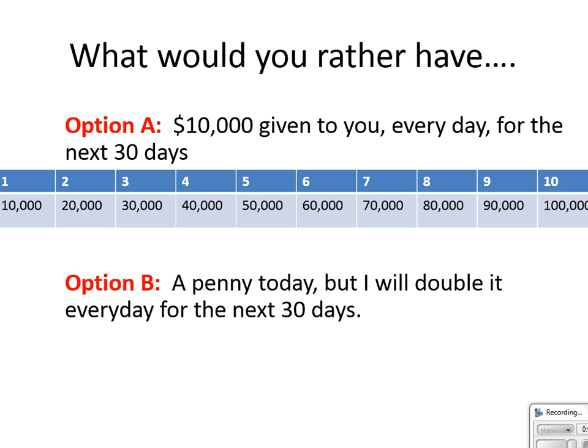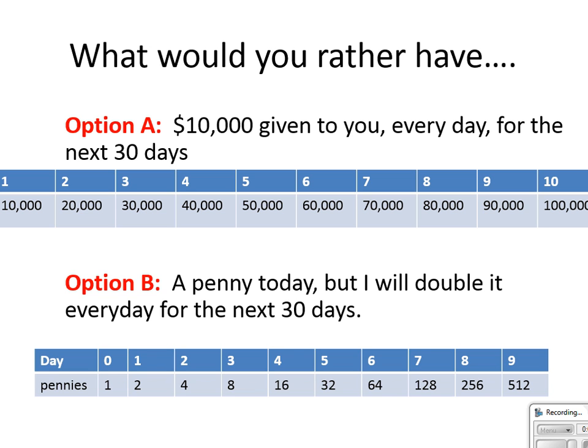So by day 9, I've got $90,000. Okay, here's a penny a day, but I'm going to double it every day for 30 days. By day 9, I have 512 pennies. That's only $5.12. That doesn't look good at all.